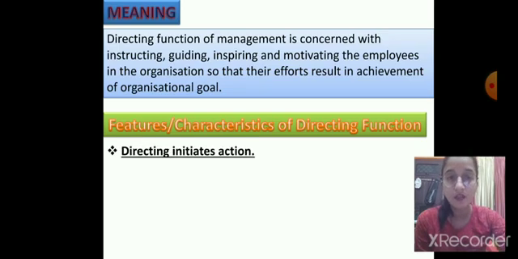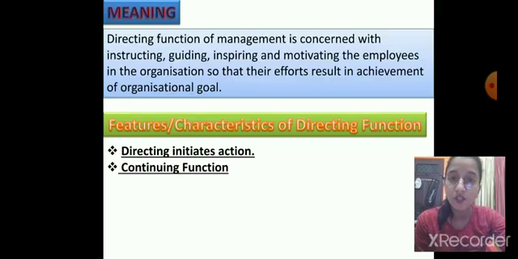First, directing initiates action. So as we know, directing is the function of management where the actual work begins. So here the work is started when the manager gives instructions and orders to their subordinates to get the work done. Next is continuing function. So directing is a continuous function. The manager here cannot rest by just giving orders and instruction to their subordinates. The manager has to continuously guide, supervise and motivate their subordinates to work better and more efficiently.